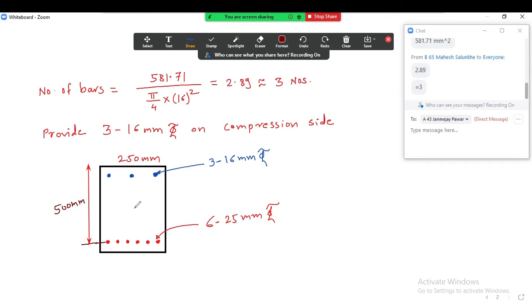In this way we are going to provide the reinforcement, steel in compression zone and steel in tension zone. So all the varieties of doubly reinforced sections we have covered now. Now in this problem, the moment is given to us, and they told us to calculate the compression side reinforcement and tension side reinforcement. And also here the depth was unknown, so that depth we have also found out.